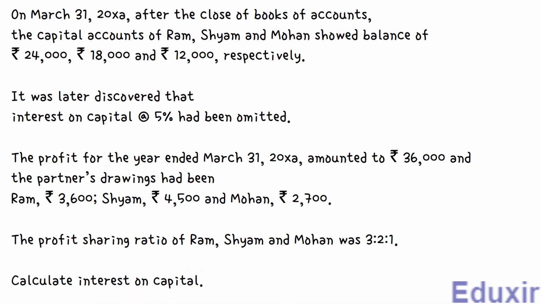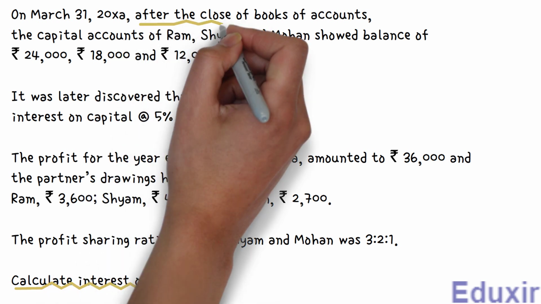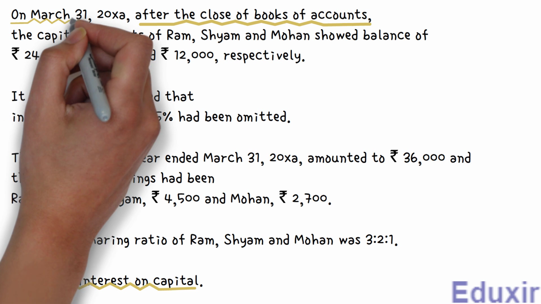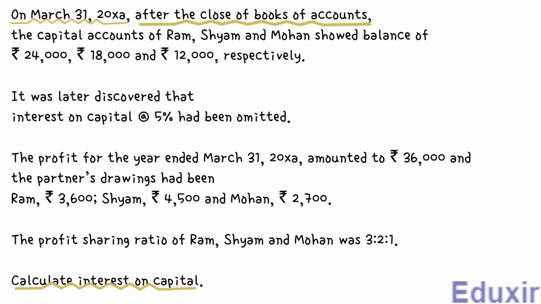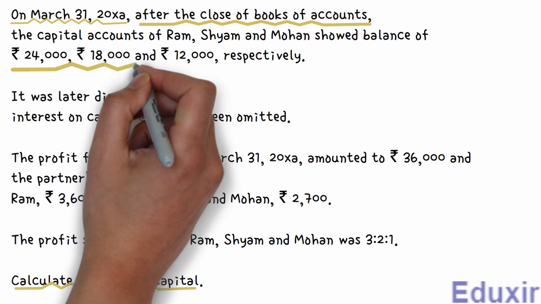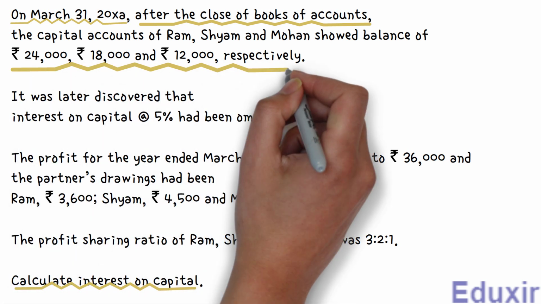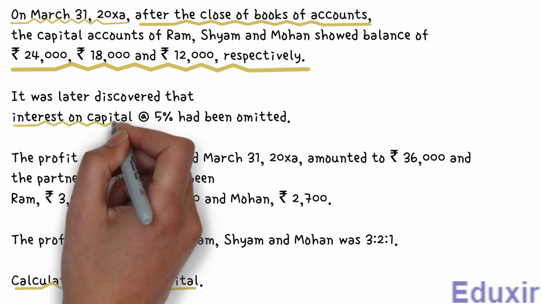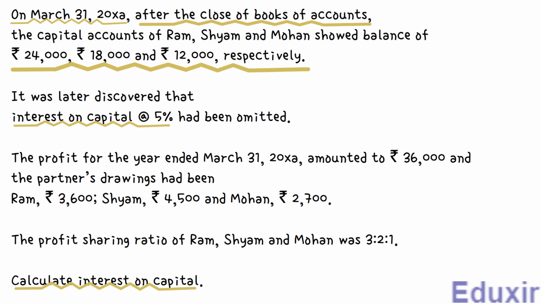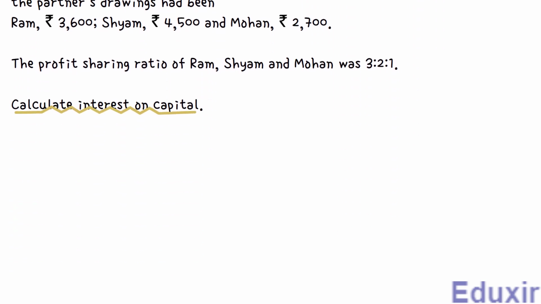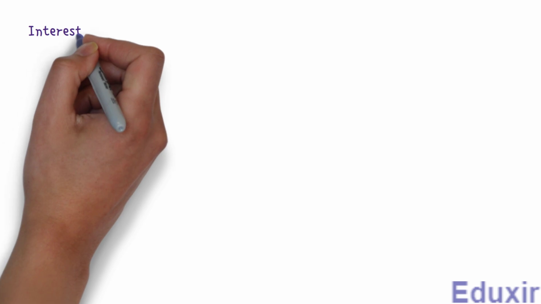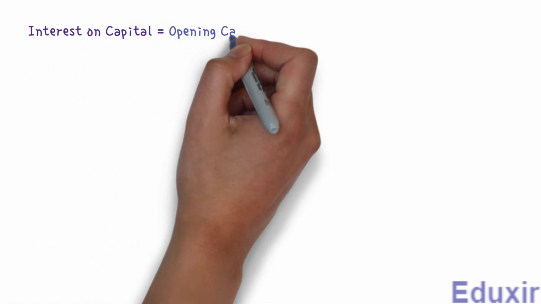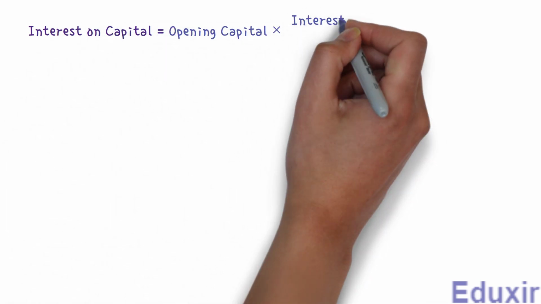So, in this problem, we are asked to calculate the interest on capital. It is also given that the books of the firm are closed on March 31st, 2000 XA, and on that day, the capitals of the three partners are 24,000 rupees, 18,000 rupees and 12,000 rupees respectively. The interest on capital is at the rate of 5% per annum. Now, to calculate the interest on capital, we use the formula: interest on capital is equal to the opening capital multiplied by the interest rate upon 100.